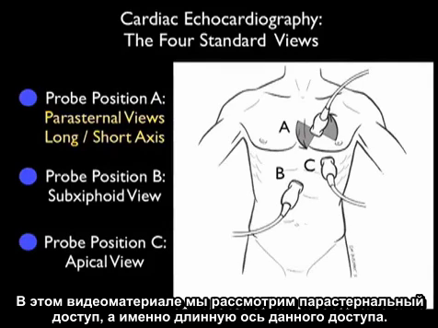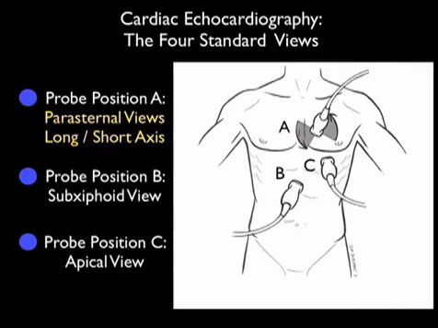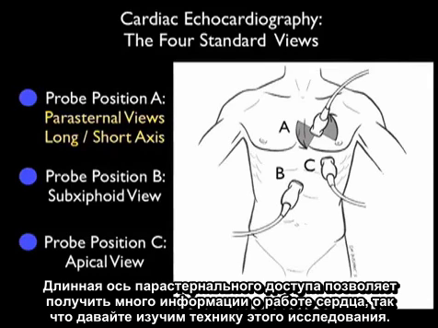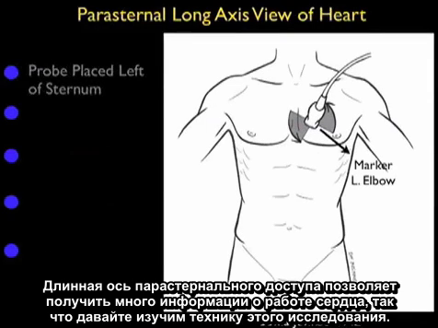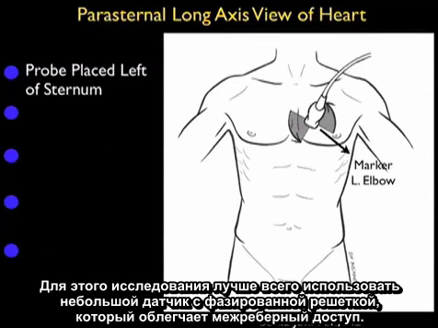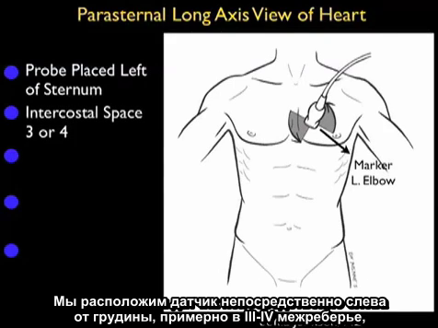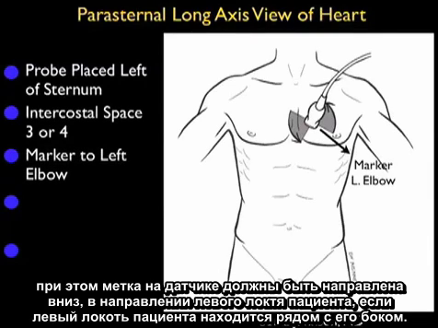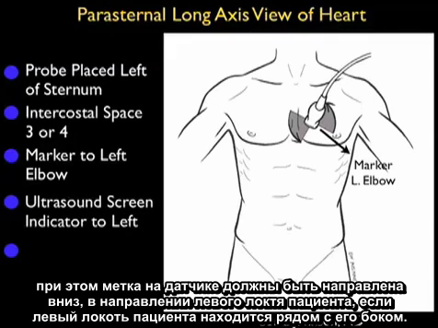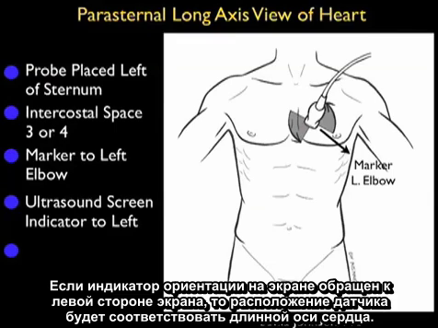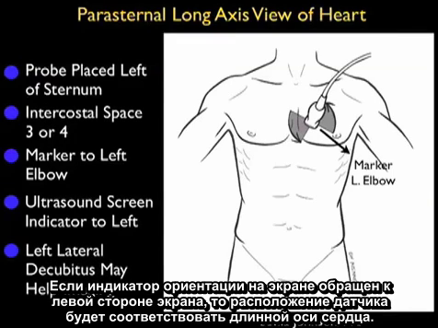This module will specifically focus on the parasternal views, specifically looking at the long axis plane. There's a great deal of information we can get from the parasternal long axis plane, so let's learn how to perform the examination. For this examination, it's optimal to use a small footprint phased array type probe that can easily sit between the ribs. We're going to place the probe just left of the sternum at about intercostal space 3 or 4, with the marker dot on the probe aimed down towards the patient's left elbow if the patient's left elbow is down by the side. That's with the caveat that the ultrasound screen indicator would be over towards the left of the screen. This will align the probe in the long axis of the heart.